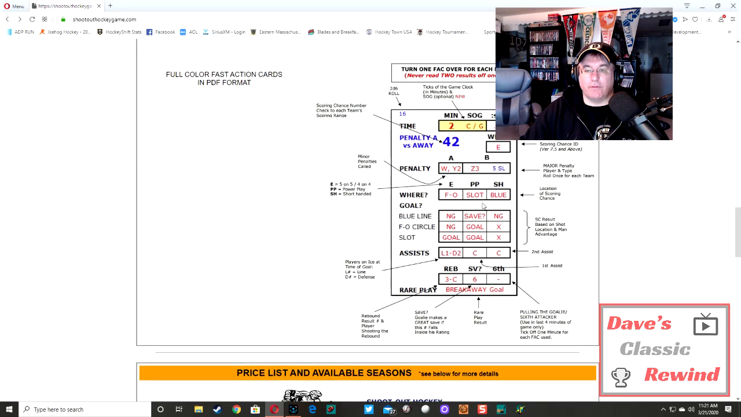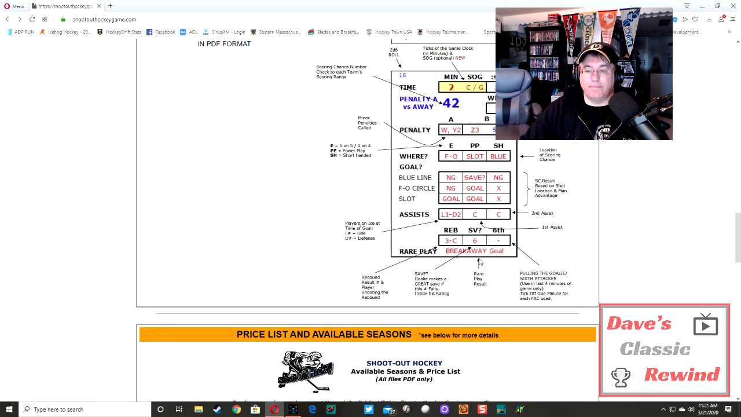It explains the fast action cards, what's going on with that. So as you can see, I flipped for time. And then you roll here to see. I roll the dice, but you can flip the card to check the number for the action, see who gets that action, see where they take the shot from, even strength, power play, shorthanded goal, and then the next card would determine if it was a goal or not.